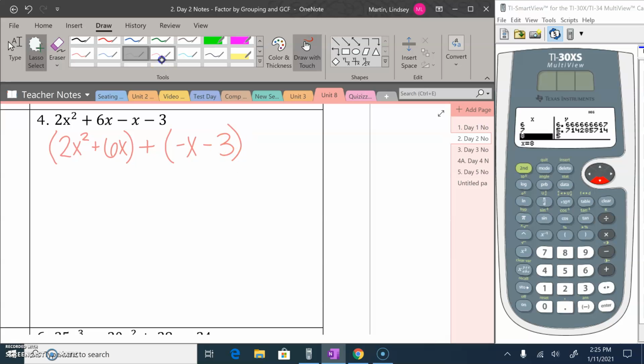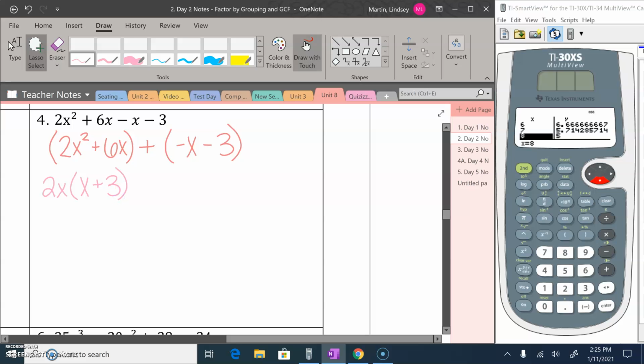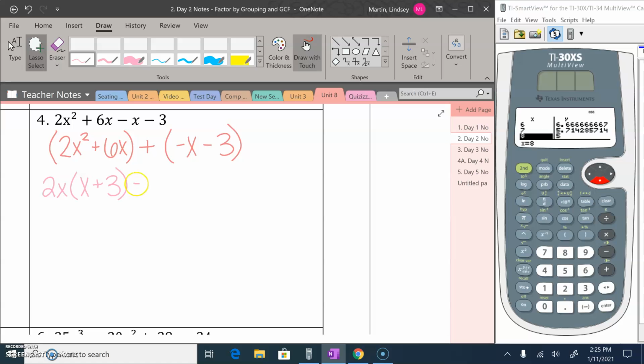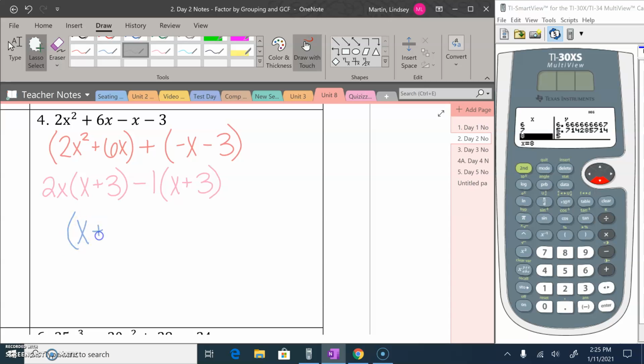For my first group, I'm going to pull out a GCF. My GCF here is going to be 2x, and I'm left with x plus 3. My second group, my GCF is going to be negative 1, and I'm left with x plus 3. Now I factor out my funny GCF, which is x plus 3. And I'm left with 2x minus 1.